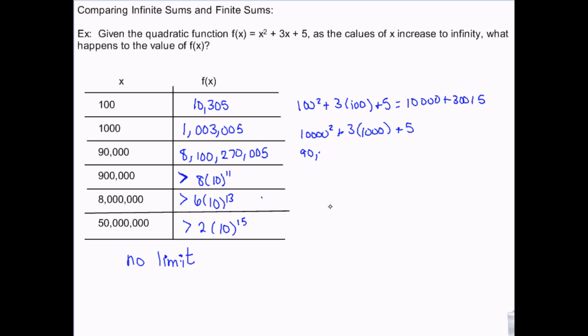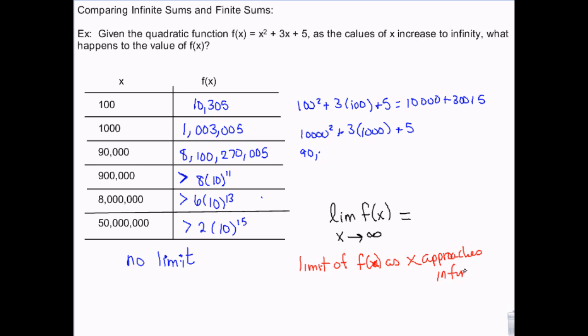Okay, so if you were to write this, when we write about a limit, we write the limit of f of x as x approaches infinity. It says lim when you write it out mathematically, but this stands for the limit. So you would read this as the limit of f of x as x approaches infinity. Okay, that's what this says.